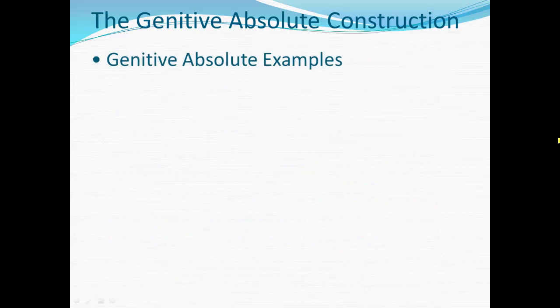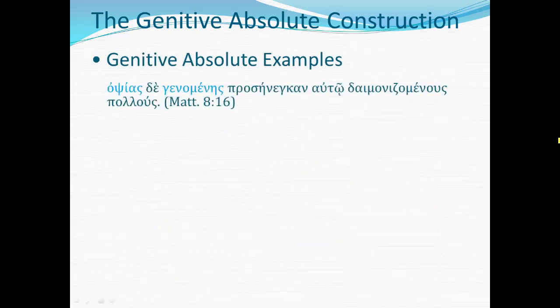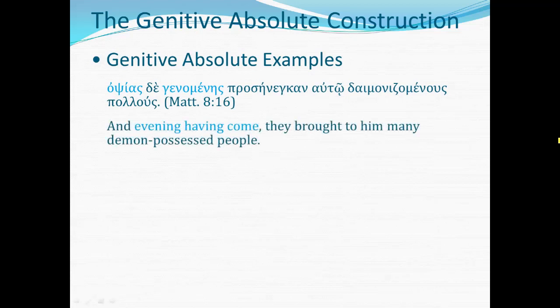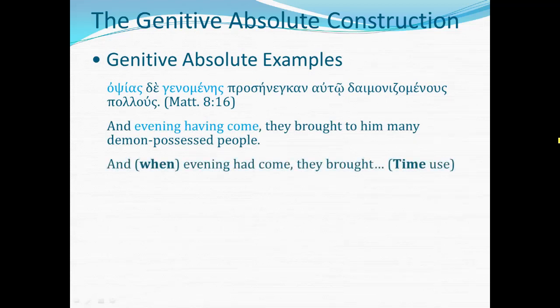Okay, some genitive absolute examples. Matthew 8:16, evening having come, they brought to him many demon-possessed people. My phrasing of the translation sounds a little awkward. We could smooth it out this way: and when evening had come, they brought. We've used the word when as the connecting conjunction here, sensing that the proper thought connection between the genitive absolute and the governing clause is that the genitive absolute expresses time.